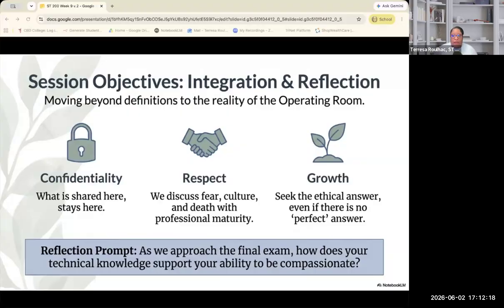As we approach the final exam, I want you to be thinking about how your technical knowledge supports your ability to be compassionate. If you understand the procedure, the sterile field, the sequence of events, what does that free you up to do? It frees you up to notice the patient's anxiety, observe the family dynamics, stay calm in high emotion situations. Competence creates space for compassion.